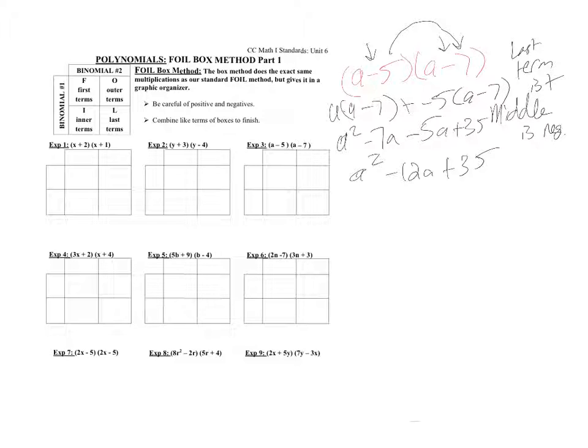And let's check our hypothesis. Our hypothesis is that our last term is positive, and it is positive 35, and our middle term is negative, so negative 12a. So again, when we get to factoring, it's going to be really important for us to remember how and why we got the signs and the values for these 2 terms.